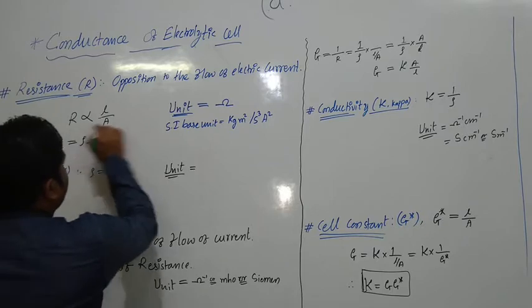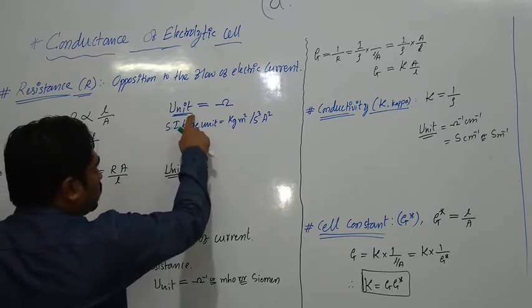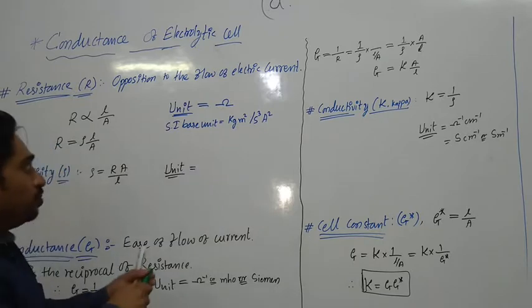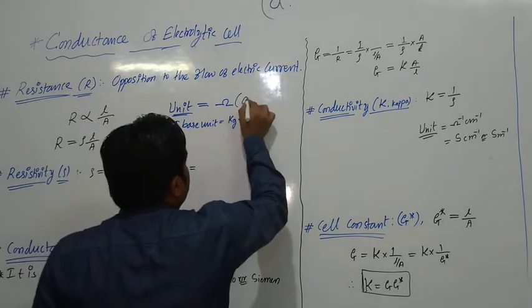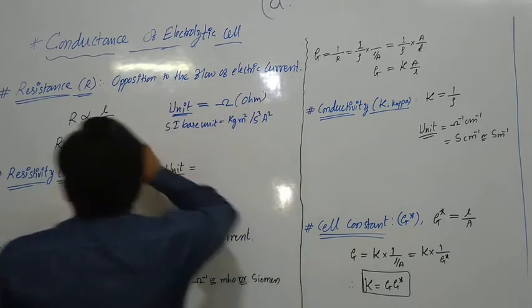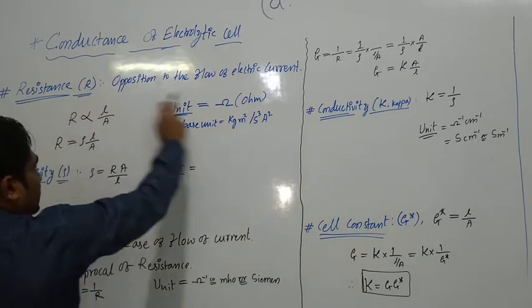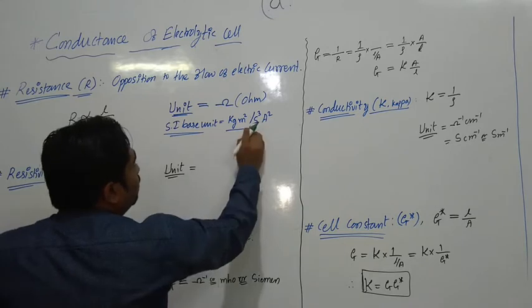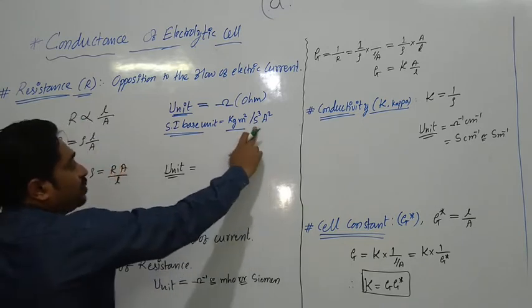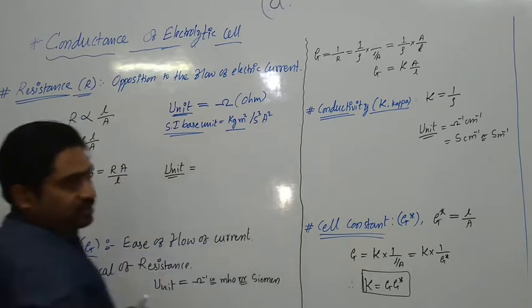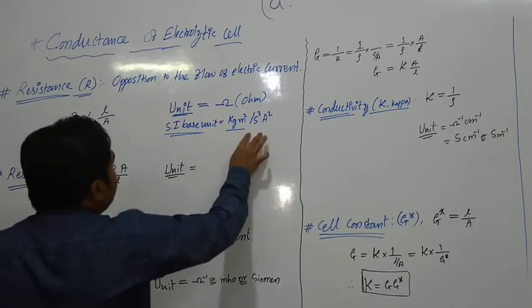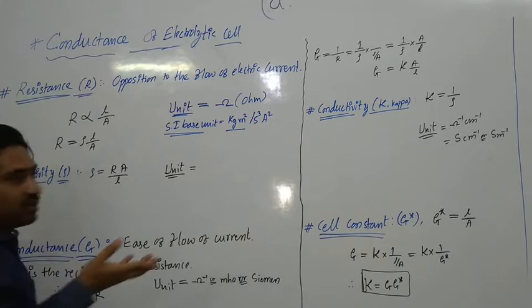Now what is the unit of R? The unit of resistance is ohm. This symbol indicates ohm. The SI base unit is kg meter square per cubic second per square ampere. About this you are aware from your physics.